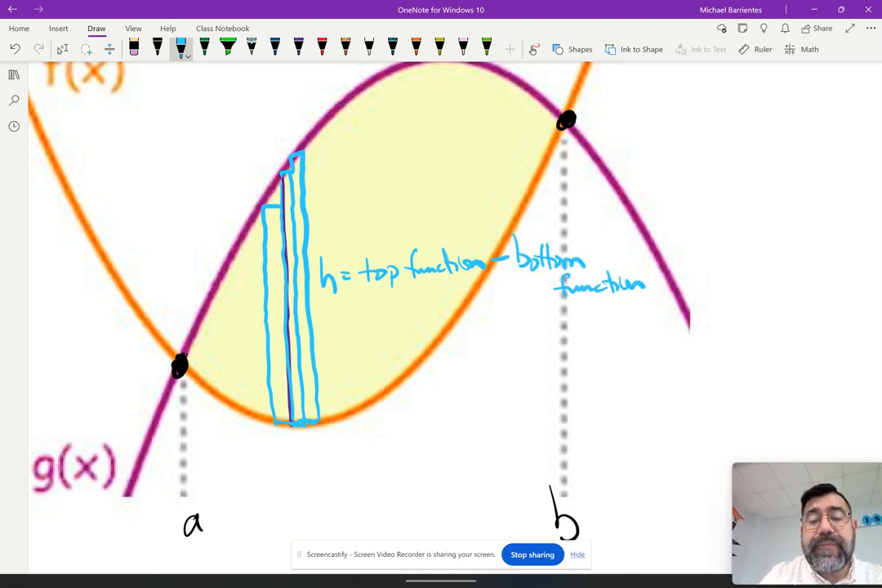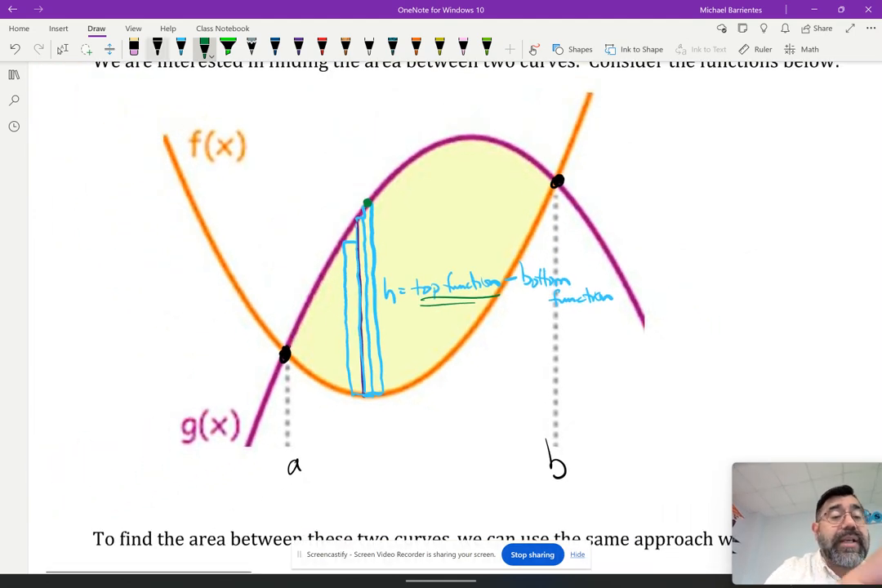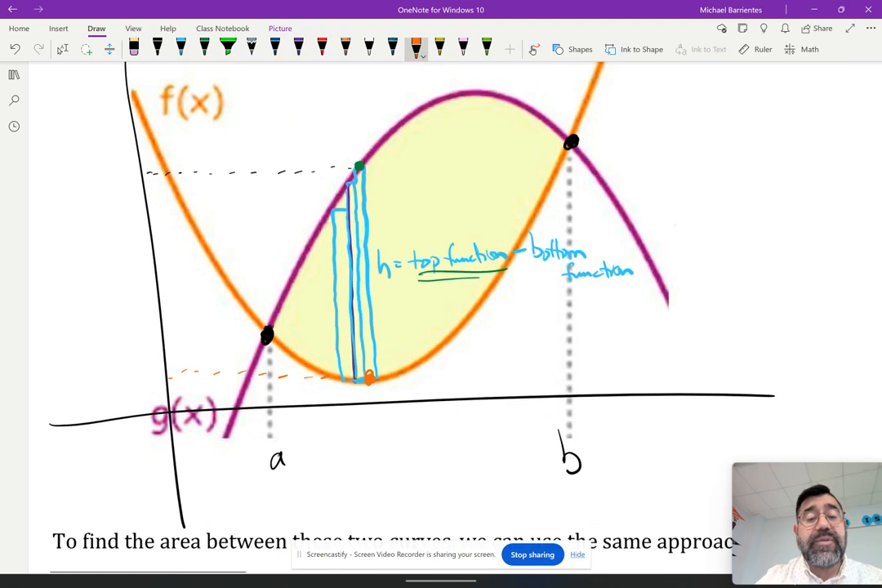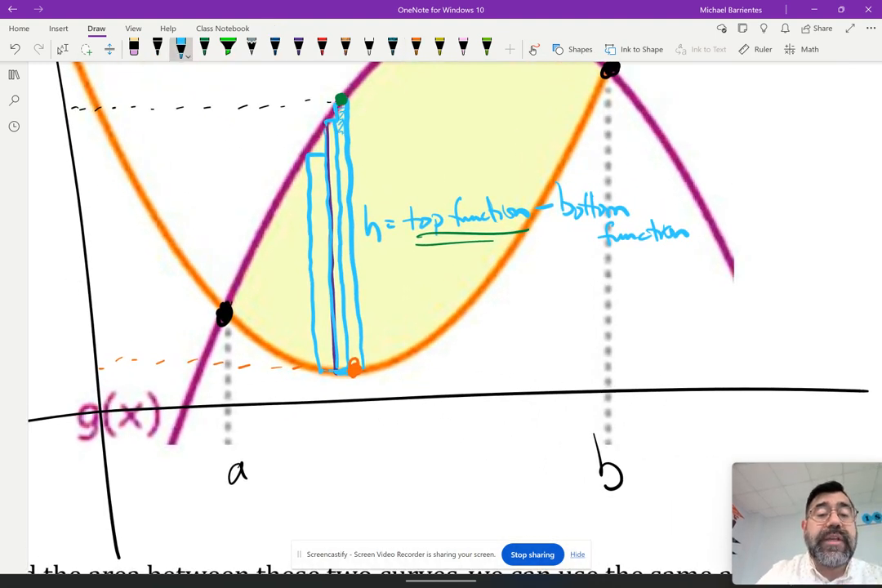Now, why does this work? Well, if we know what the top function is, and I'm going to do that in green, that means if we were looking at something like this on a coordinate plane, the top function would represent the y value here, and then the bottom function would represent the y value over here. And if I subtract the top minus the bottom, that's going to give me this distance, which we know as the height.